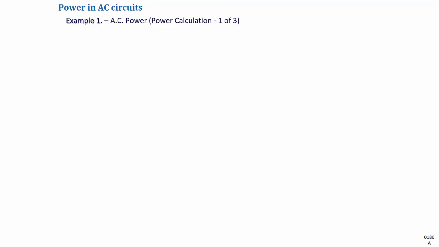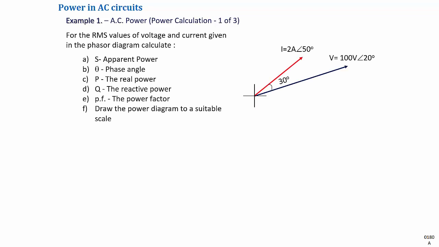The following example is in the accompanying workbook, AC Power, Power Calculations. Here we have been given a phasor diagram showing the RMS values for the supply voltage and the resultant current for a circuit, and we are required to calculate A, the apparent power S, B, the phase angle theta, C, the real power P, D, the reactive power Q, E, the power factor PF, and F, draw the power diagram to a suitable scale.